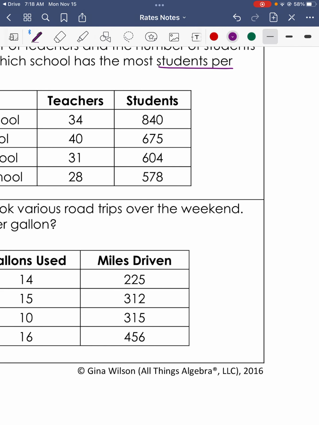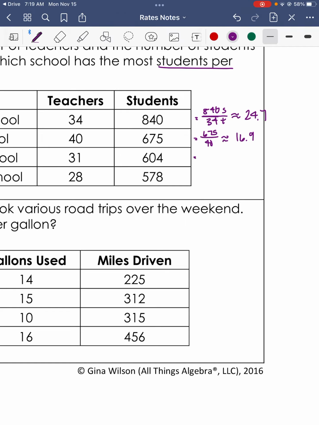So this one is going to be, there's 840 students, I'll just use S for students, and 34 T for teachers. If I divide this out, I'm going to end up rounding. This is approximately 24.7 students per teacher. This one's going to be 675 over 40, which is approximately 16.9. Again, just do this on your calculator.